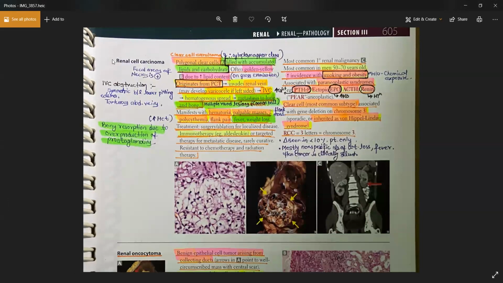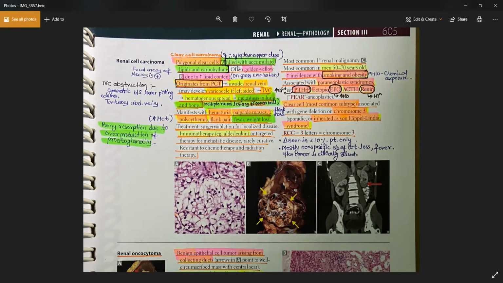Then you have the renal cell carcinoma. It is a cancer originating from your renal cells, most commonly from the proximal convoluted tubule. These are all polygonal clear cells. As you can see, they are all clear cells. Why clear? Because these cells are filled with lipid.